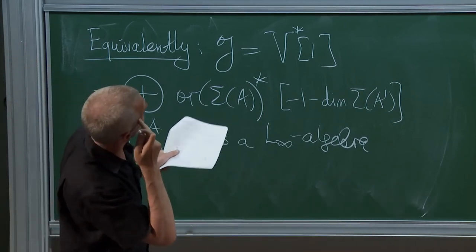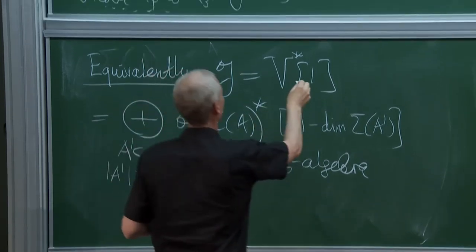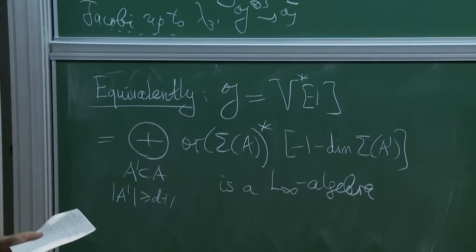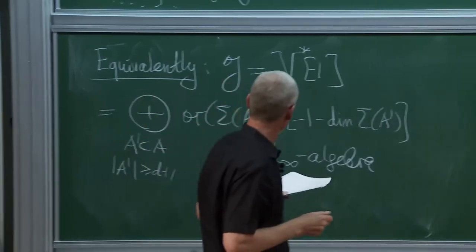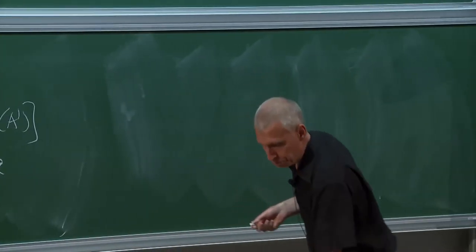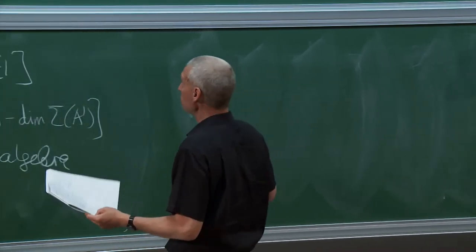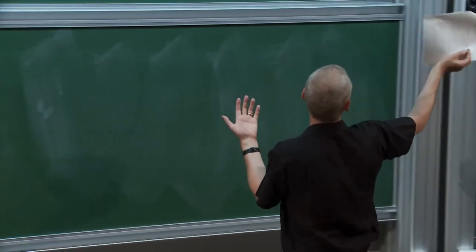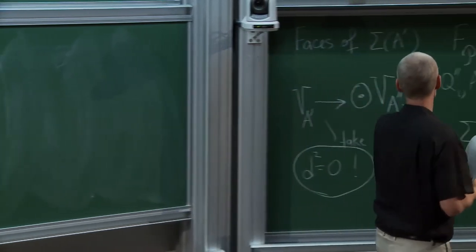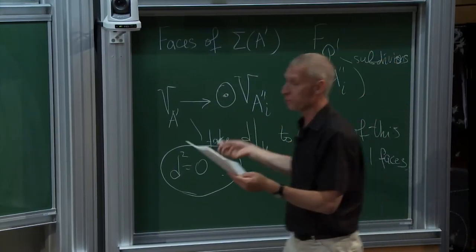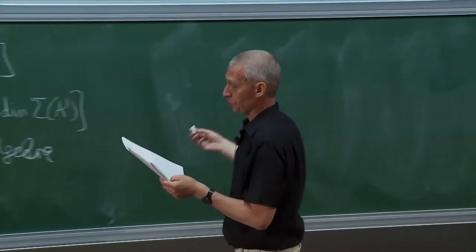Okay, yes, you're right. So just from nothing, we produced a certain Lie infinity algebra. And we can understand, by looking at what happens here, what the faces of codimension one are, and what the nature of operations in this Lie infinity algebra is.